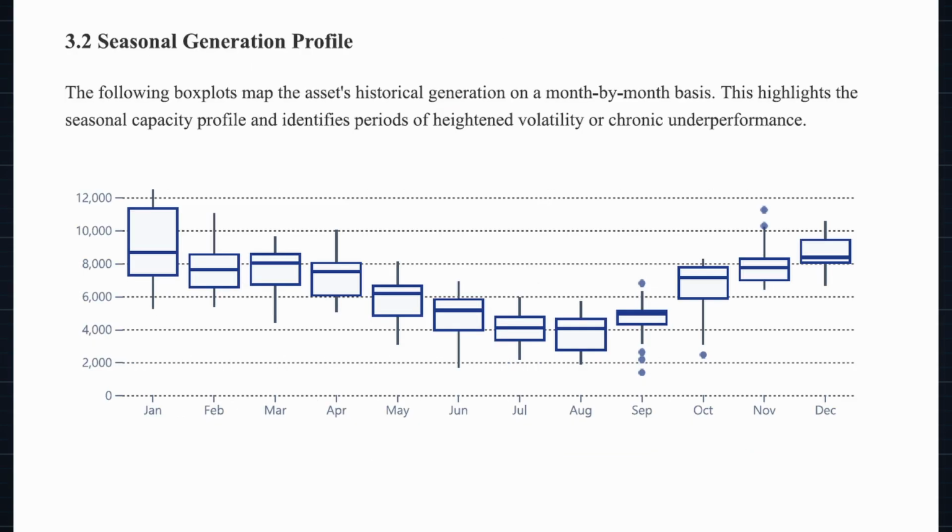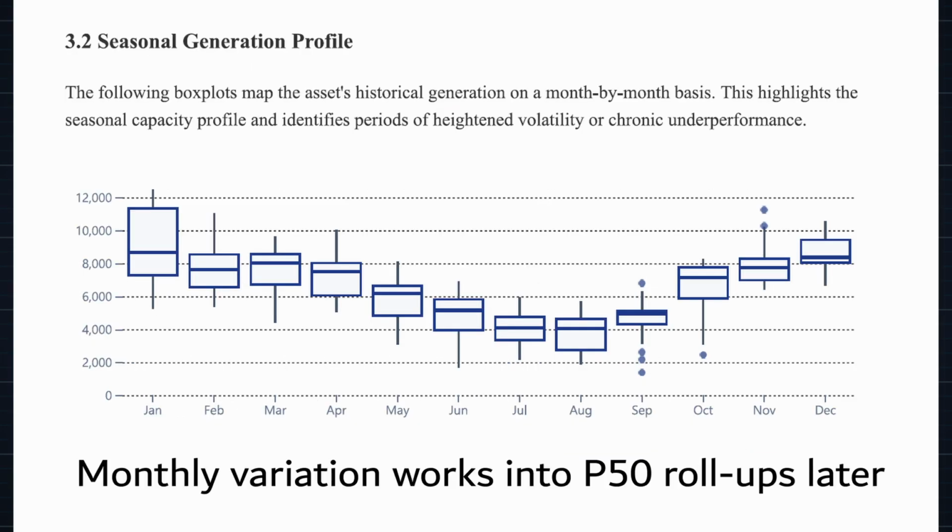I also have a seasonal graph in here, and the seasonal graph shows on a month-by-month basis what the wind distribution looks like for each of those months. Now, these wind distributions can be very different in different wind regimes.